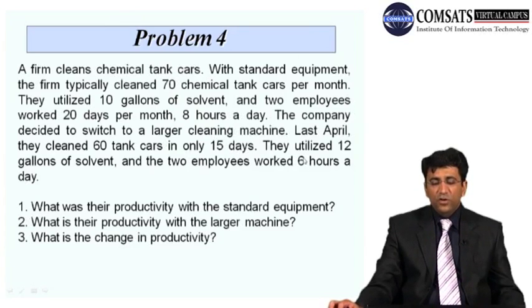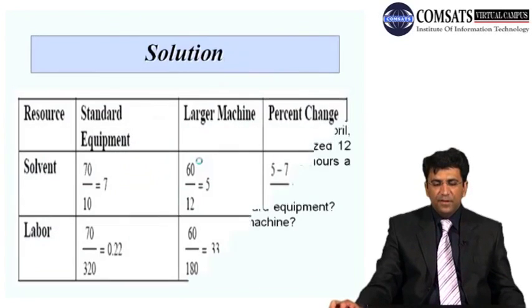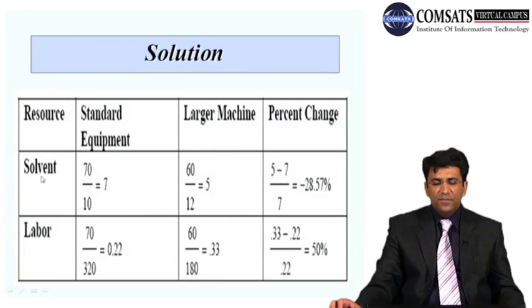Now students, before introducing this larger cleaning machine, the output was 70 chemical tank cars. That is, they were able to clean 70 chemical tank cars by utilizing 10 gallons of solvent. If we are interested to find out the productivity with respect to the solvent used, in this particular case our old productivity will be 70 divided by 10 gallons of solvent. Now this is the solvent, that is the input.